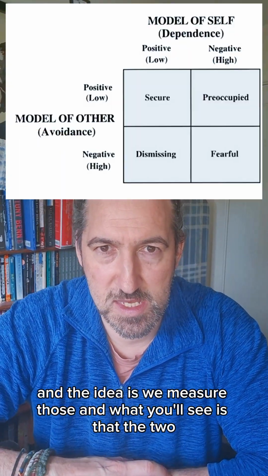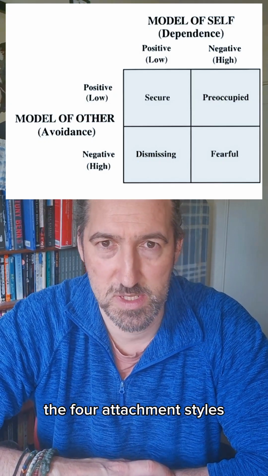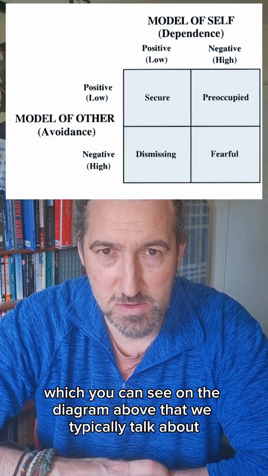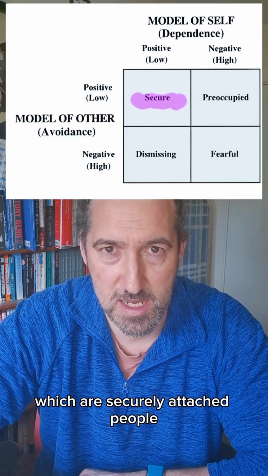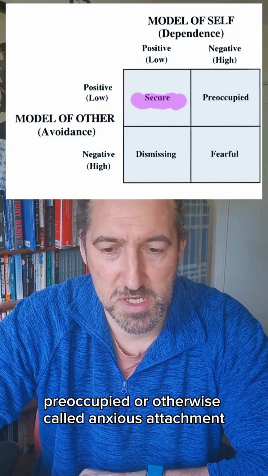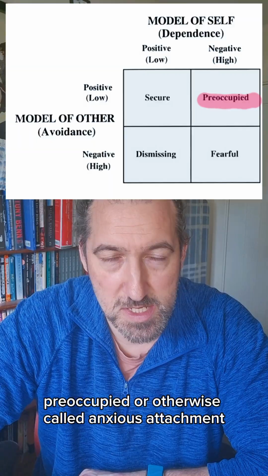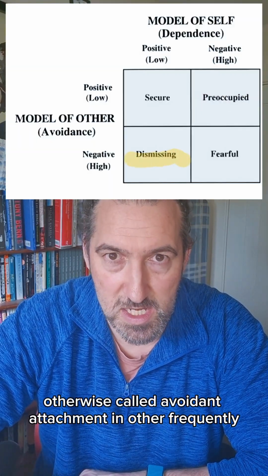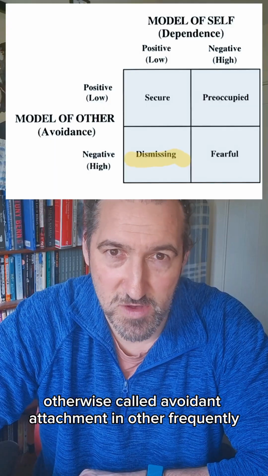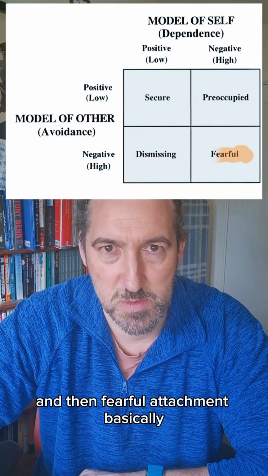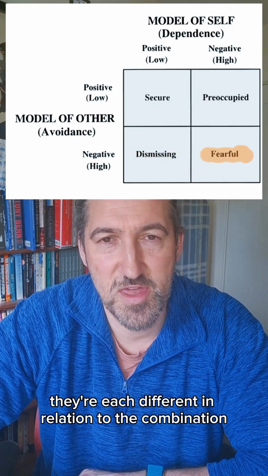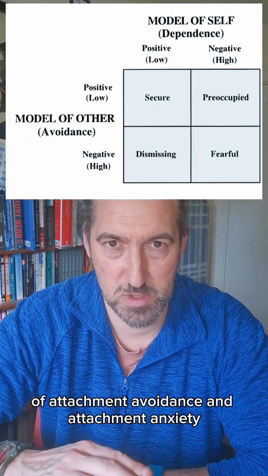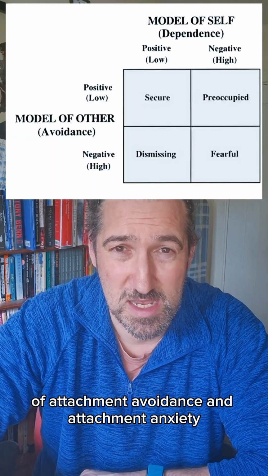And what you'll see is that the four attachment styles, which you can see on the diagram above, that we typically talk about, which are securely attached people, preoccupied or otherwise called anxious attachment, dismissing attachment, otherwise called avoidant attachment, and then fearful attachment. Basically, they're each different in relation to the combination of attachment avoidance and attachment anxiety you have.